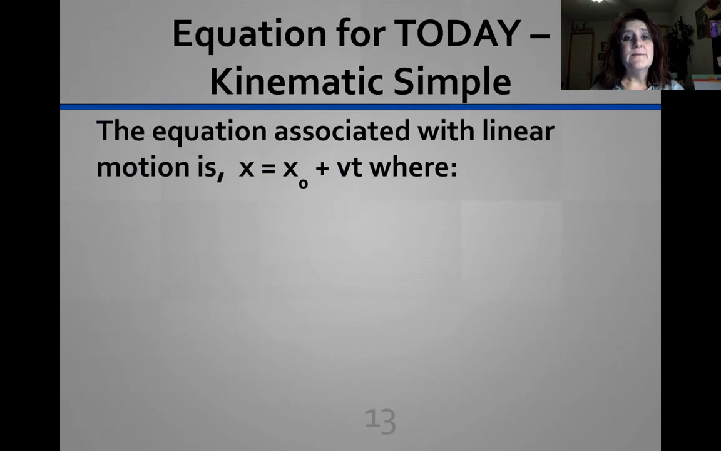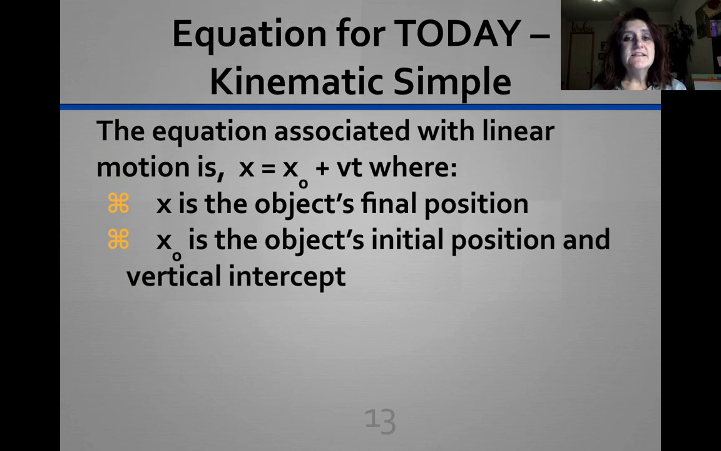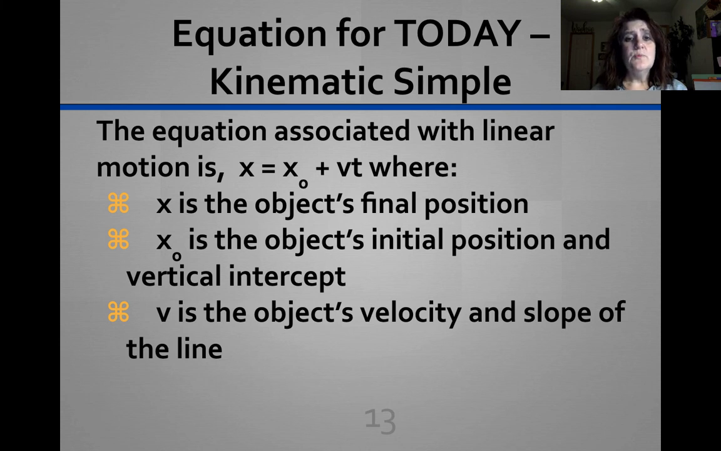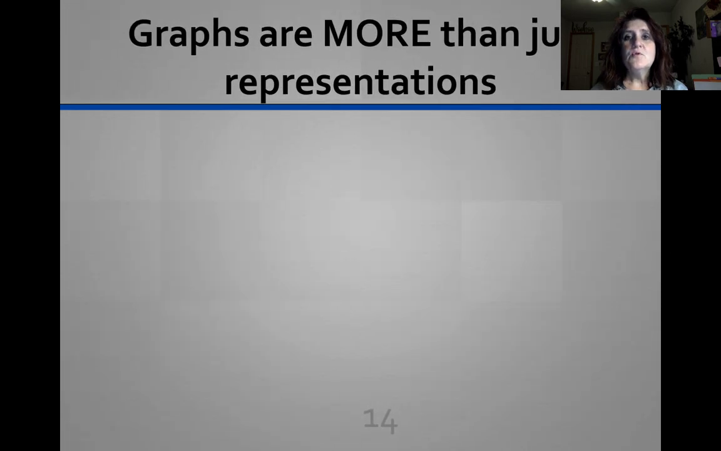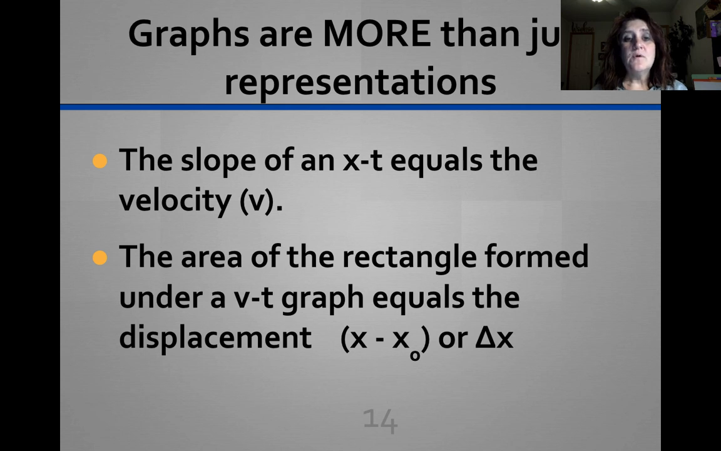So your equation for today is Kinematic Simple. This is the equation associated with linear constant velocity motion, where x is the object's final position, x naught is the object's initial position and the vertical intercept, v is the object's velocity and the slope of the line. That is vitally important. And t is time measured in seconds. Graphs are more than just representations. This is absolutely vital that you understand. The slope of an xt graph equals the velocity. The area of the rectangle formed under a VT graph is equal to the displacement, the x minus x naught, or the delta x.